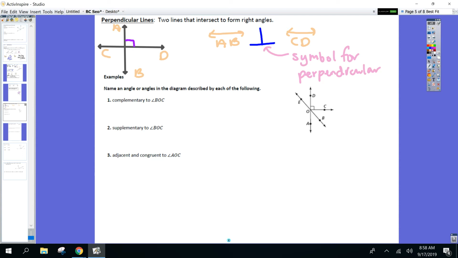Minute 15. You and your partner, if you want to work with them or not, 1, 2, and 3. I'm not giving you too much time here. Let's go.